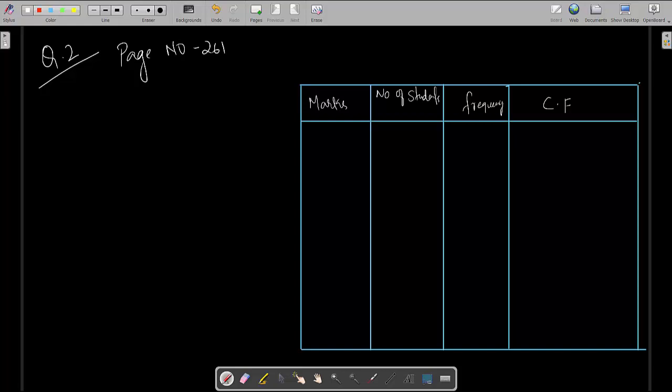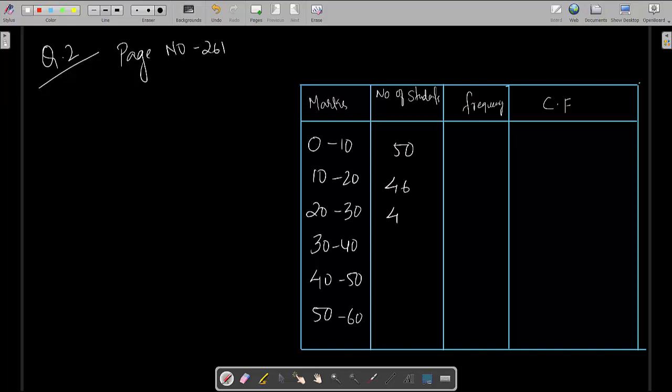Let's write it down here. It says more than. So more than 0 is 0 to 10. More than 10 is 10 to 20. 20 to 30. 30 to 40. 40 to 50. And it's more than 50, so we'll write 50 to 60 as well. Now let's write down the number of students given there: 50, 46, 40, 20, 10, and 3.